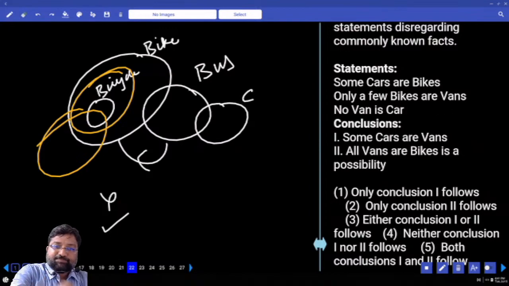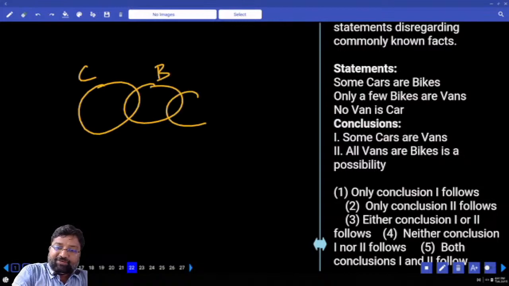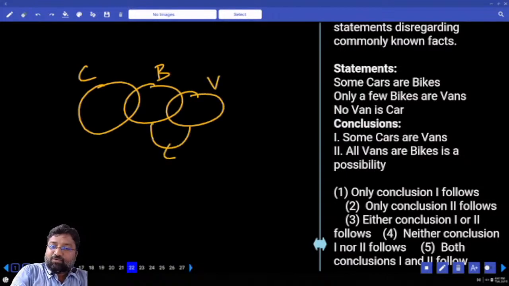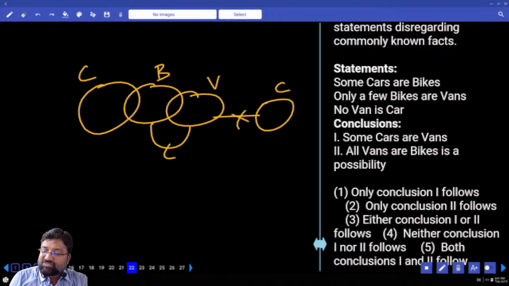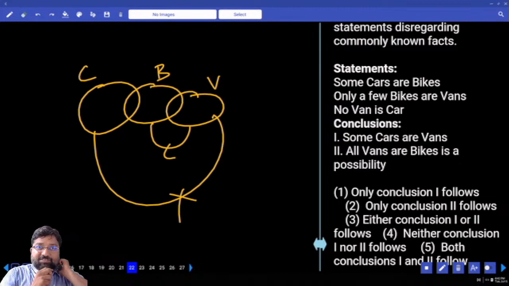Only two. Some cars are bikes. Only a few bikes are vans. No van is a car. Some cars are vans. Sorry, this is car. Wait. This is how your diagram should be. Some cars are bikes. Only a few bikes are vans. No van is a car. Is this clear? Because car is repeating 2 times.